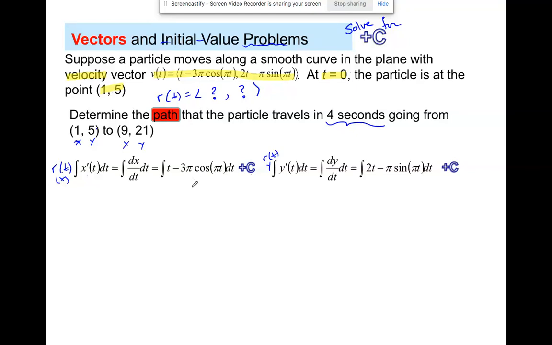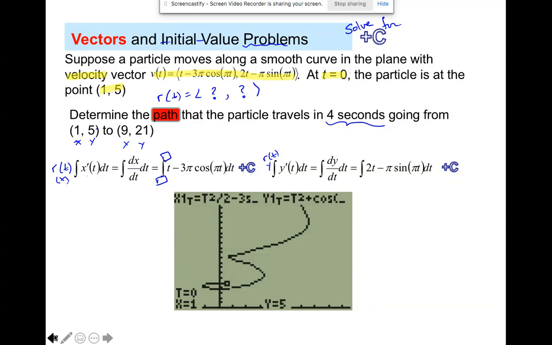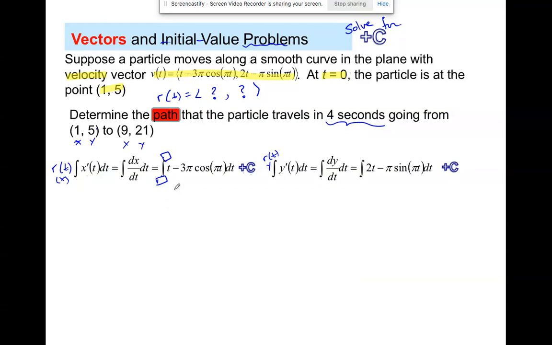Oh, I can't math 9 it. Why not? Nope. Even though you have a calculator, they're going to make you do some actual integration in there. That's not what I wanted to do. But this isn't bad: t squared over 2 minus 3 sine pi t over pi, right? I'm just using substitution. Plus c. There's me working in the x direction, so I integrated plus c.